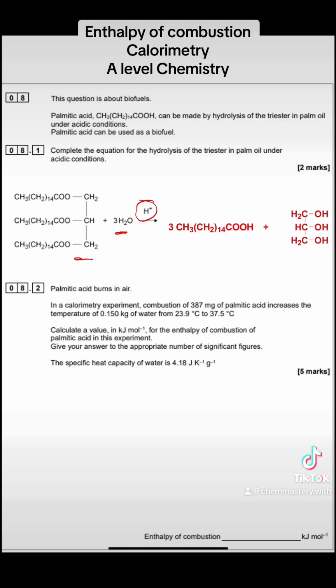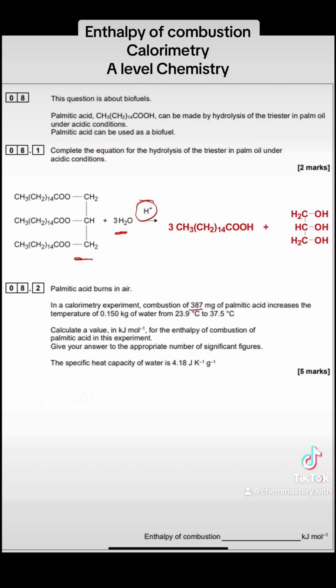And now moving on to answering the question about the enthalpy of combustion. In a calorimetry experiment, combustion of 387 milligrams of palmitic acid increases the temperature of 0.150 kilograms of water from 23.9 degrees to 37.5 degrees. Calculate the value in kilojoules per mole for the enthalpy of combustion.